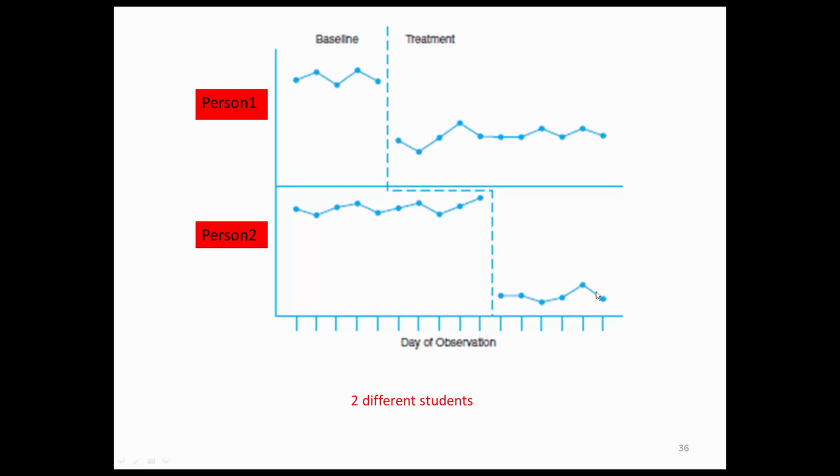The beauty of this method is that you have a better proof that your treatment is working, because if there is some outside event working for student 1, there is no way that the outside event exactly happens at the same time that you start your treatment for both participants.